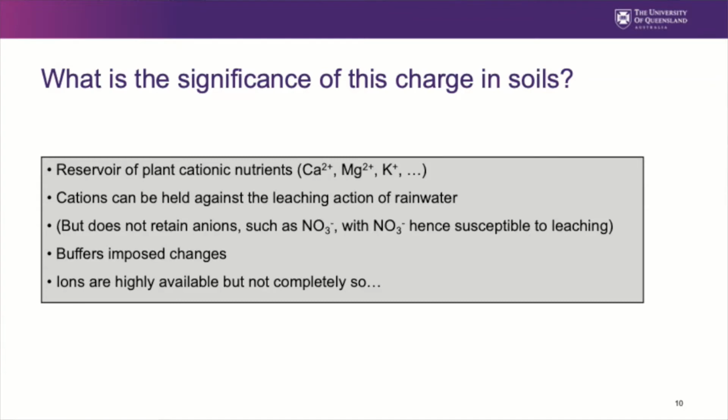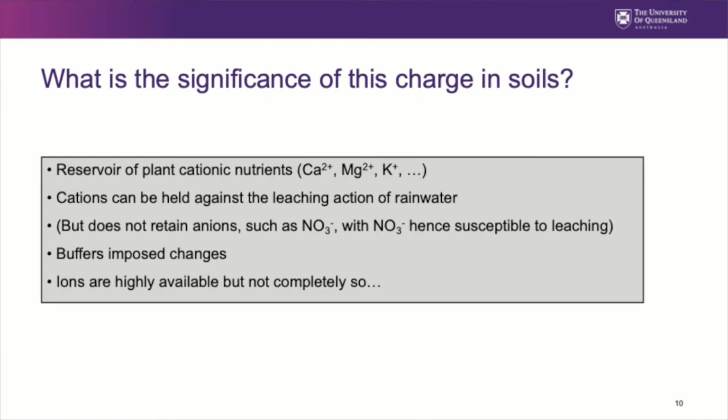Another important thing of this cation exchange capacity is that it buffers imposed changes. So as we make changes on our soil, as we make changes through management practices or whatever it is we're doing, the CEC will tend to buffer those changes.